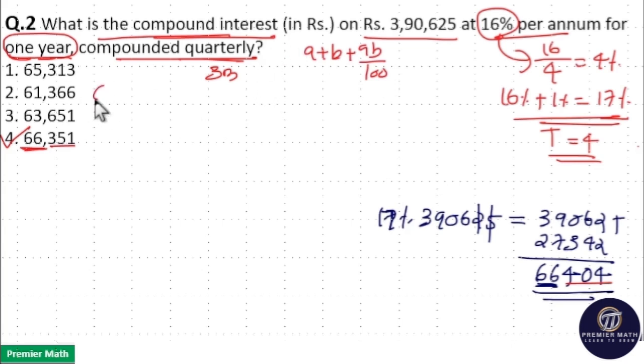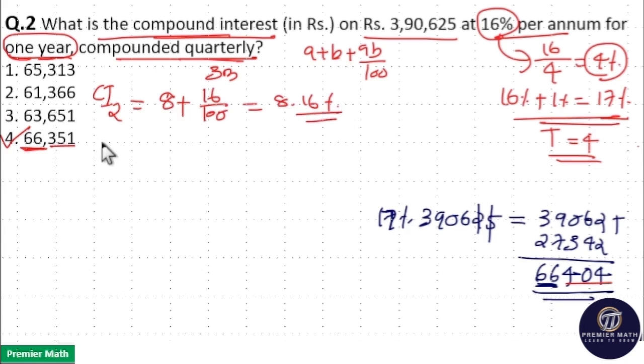Here, compound interest for 2 quarters is equal to, for 1 quarter it is 4%. For 2 quarters it is 4 plus 4, 8% plus 4 into 4, 16 by 100. That is 8.16%. Now, compound interest for 3 quarters is equal to, for 2 quarters it is 8.16 plus the third quarter it is 4% plus 8.16 into 4 divided by 100.